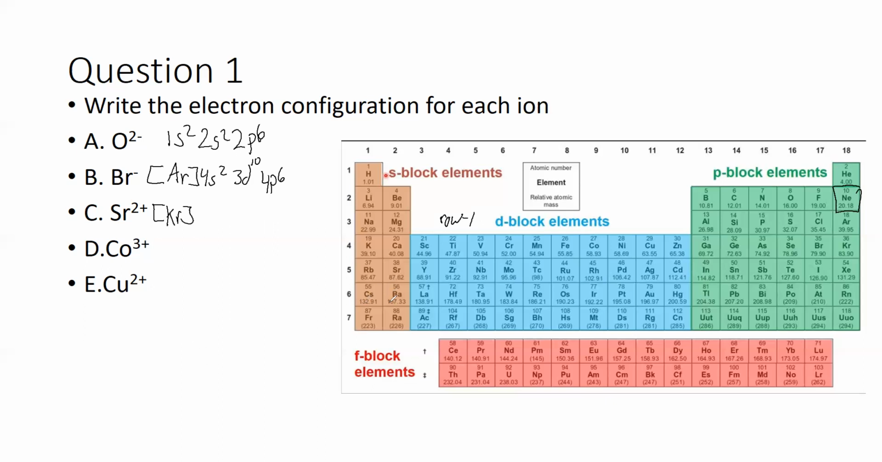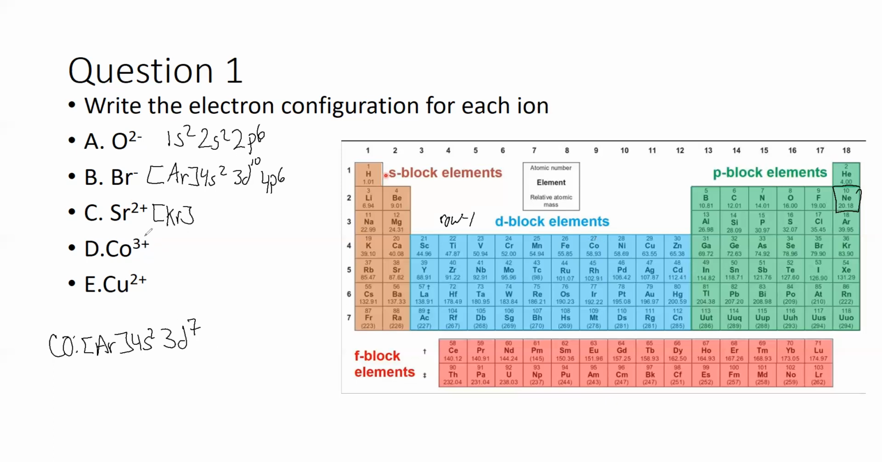All right, cobalt. This is the tricky one, one of the tricky ones. So I'm going to write neutral cobalt down here. So the noble gas before cobalt is argon. So argon, then 4s2, then 1, 2, 3, 4, 5, 6, 7. Cobalt is the 7th d block element. So that's 3d7.